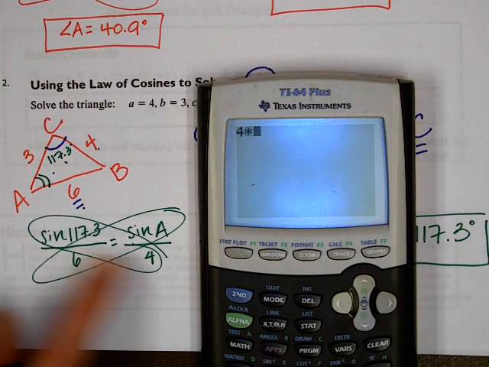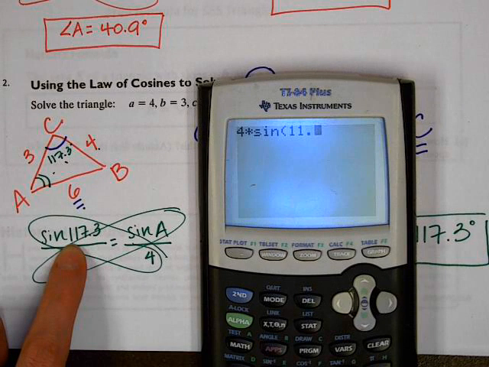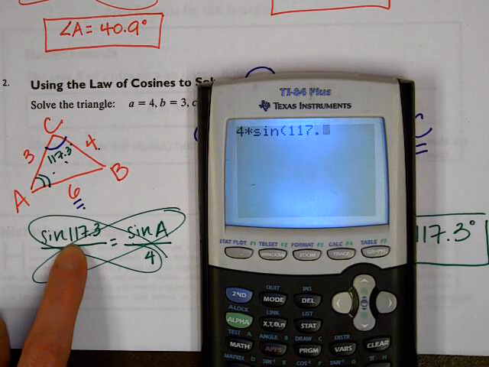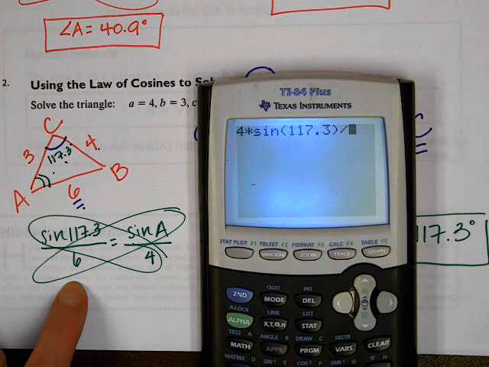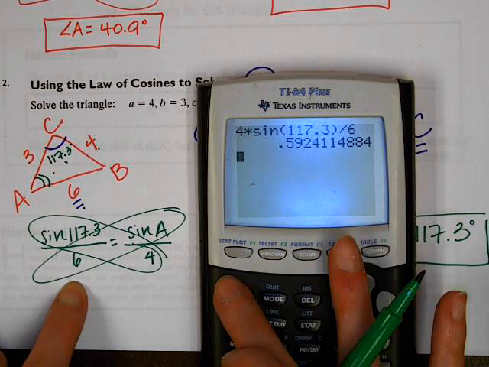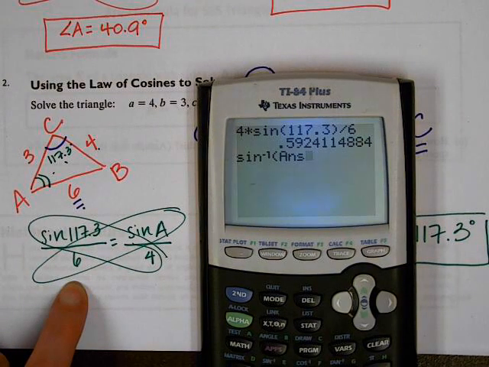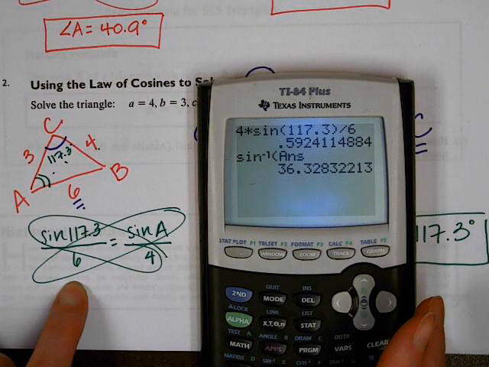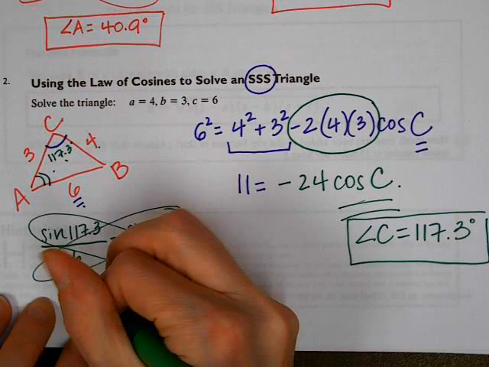So 4 times sine of 117.3 divided by 6, but then inverse sine of that. So angle A is 36.3.